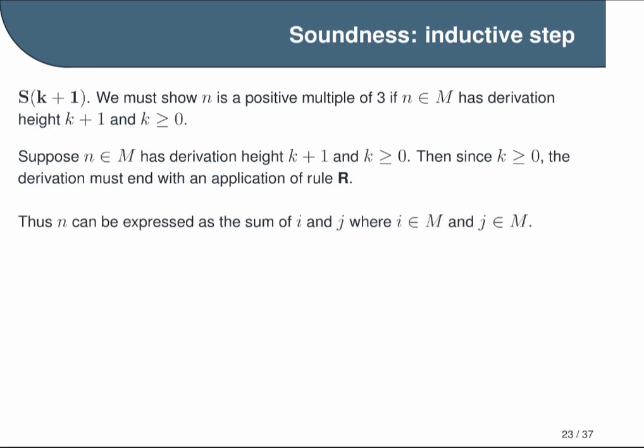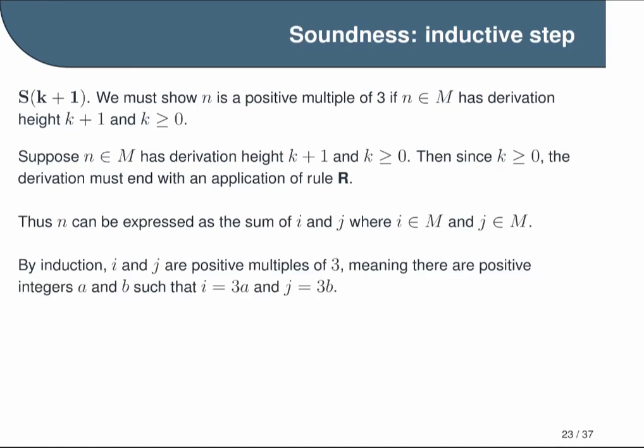And that means that our n can be expressed as the sum of these elements I and j, which we know are already in our set M. And so by inductive hypothesis, we know that I and j are positive multiples of 3 already. And just using the definition of positive multiple of 3, that means that there are these positive integers a and b such that I is equal to 3 times a and j is equal to 3 times b. So that's what a positive multiple of 3 is.